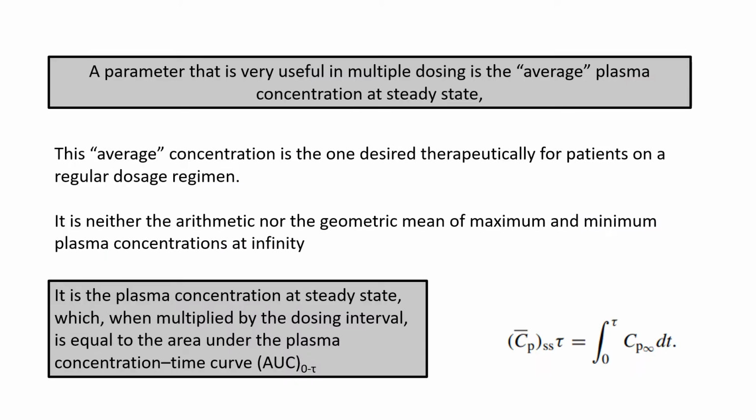So one thing I felt that you should all know about is the term average plasma concentration at steady state. This average concentration is the one desired therapeutically for patients on a regular dosage regimen. We should note that the average, given in quotation marks to simplify, does not carry the usual meaning, that is the arithmetic mean. It is neither the arithmetic nor the geometric mean of the maximum and minimum plasma concentration at infinity. Basically, it is the plasma concentration at steady state which, when multiplied by the dosing interval, is equal to the area under the plasma concentration time curve.